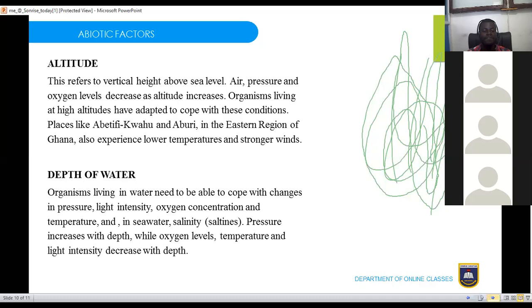All right, now let me mention again to you that places like Abetifi, Kwahu, and Ebri, and places getting close to Koforidua, Nkoko areas in the Eastern Region, are places with high altitude. And so there is a limited amount of air, pressure, and oxygen in these areas. All the organisms, including human beings over there, have unique adaptations that enable them to live under such conditions.